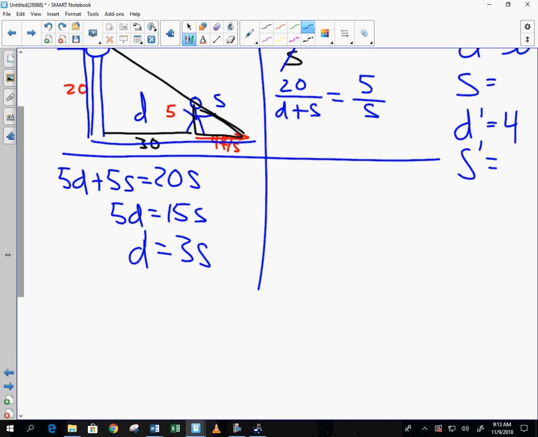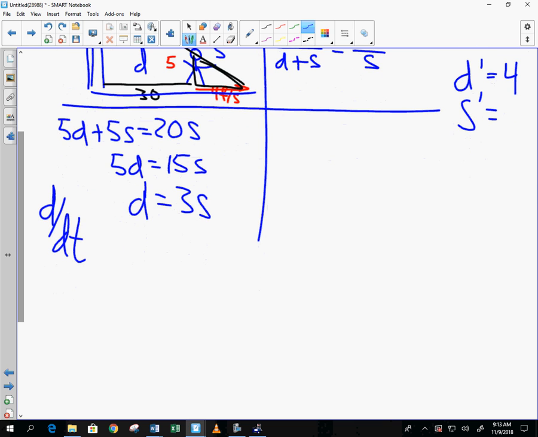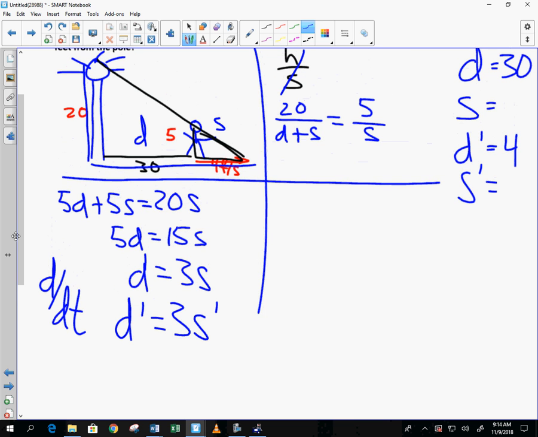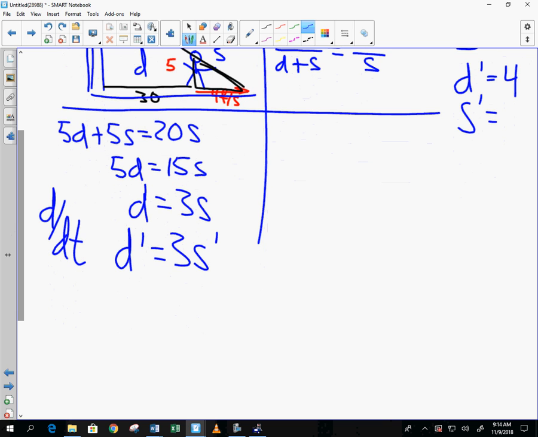I need a derivative. Let's take the derivative with respect to time. What's the derivative with respect to time of D? D prime equals 3S prime. Do I need the current length of his shadow? Do I even need his current distance? No, I don't. So I have D prime is 4 is equal to 3S prime.